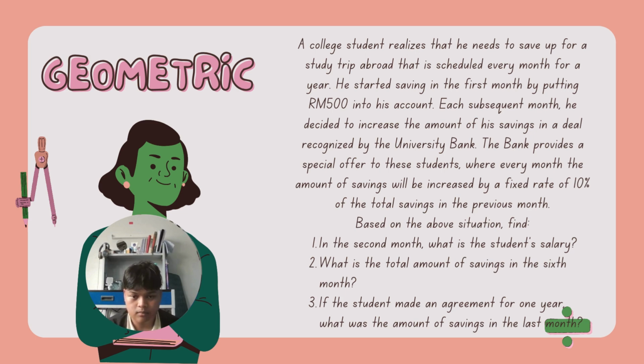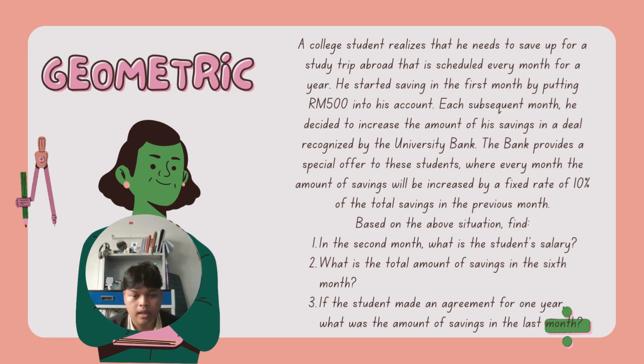He starts saving in the first month by putting 500 ringgit into a special account. The bank provides a special offer to students where every month the amount of his savings will be increased by a fixed rate of 10% of the total saving in the previous month. Based on the above situation, find the amount of saving in the second month.